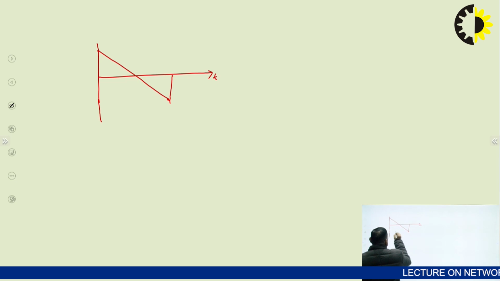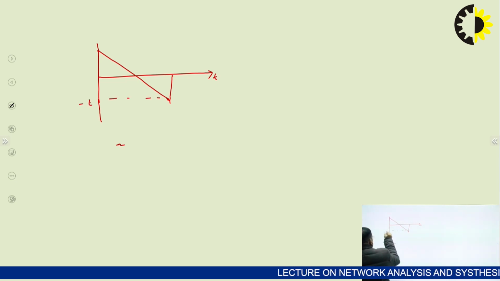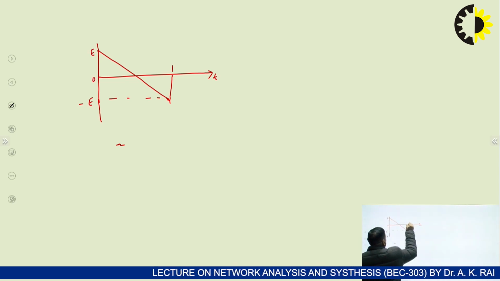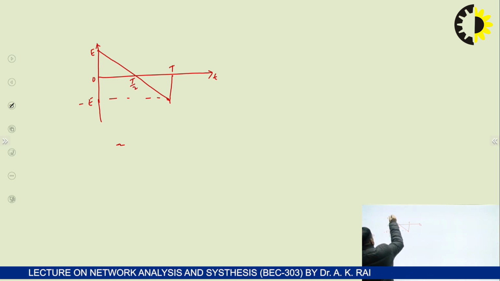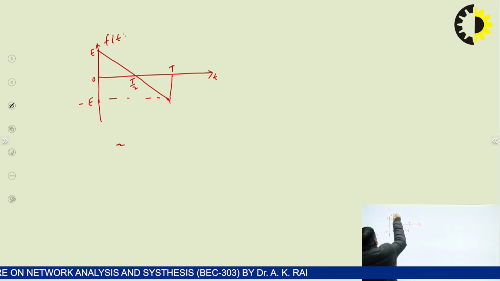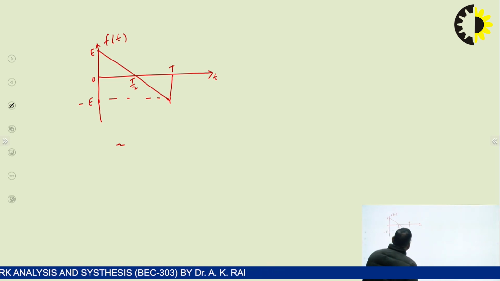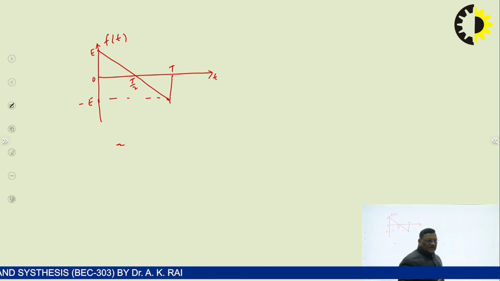So suppose this is your minus E, this is 0, this is E, and this is your T. Okay, and this is T by 2, and this is your Ft. So you are required to synthesize this wave using the gate function.